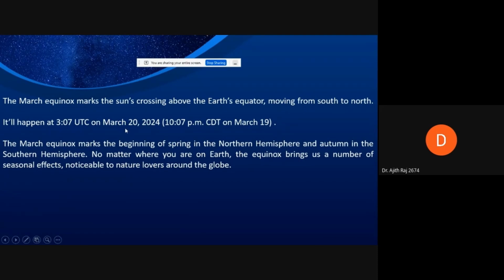Okay, it happens on March 20, basically we will fix it. So the March equinox marks the beginning of spring in the northern hemisphere, and at the same time there will be autumn in the southern hemisphere. No matter where you are on the Earth, the equinox brings us a number of seasonal effects noticeable in natural events around the globe.